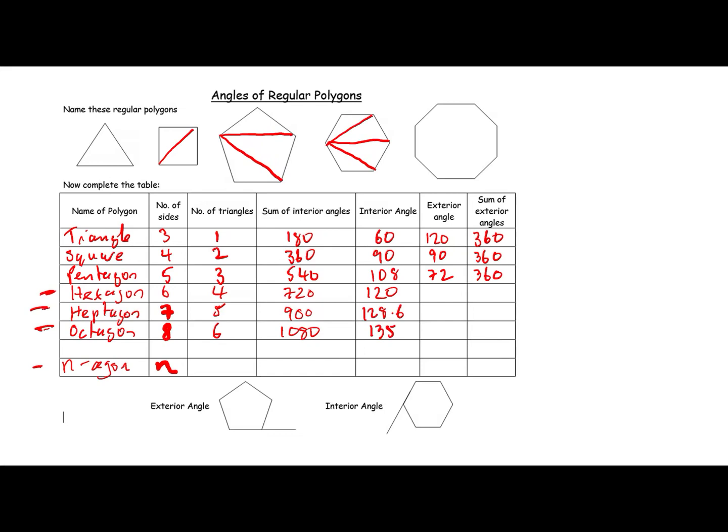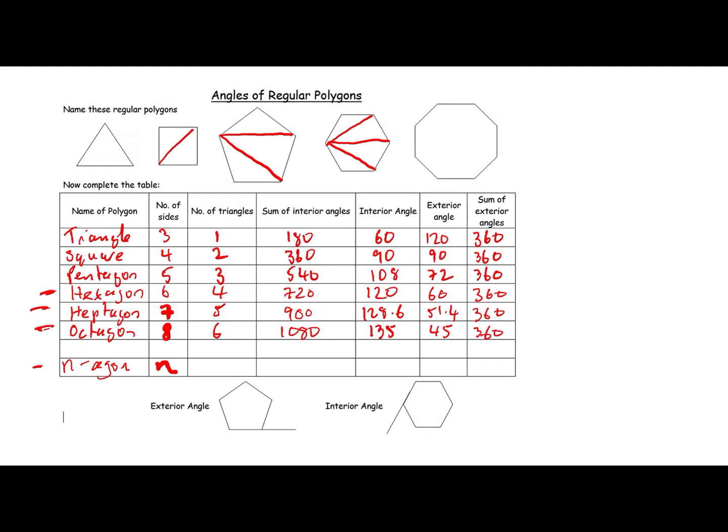Exterior angles, all we need to do is take the interior away from 180. So that's going to be 60. That's going to be 51.4. That's going to be 45. And it didn't matter what shape, the sum of exterior was always 360 no matter what. Okay, so now here was the difficult bit. Can we generalize this for an n-gon?